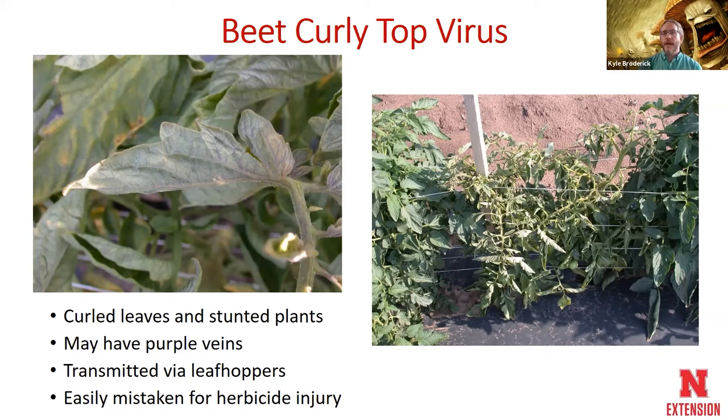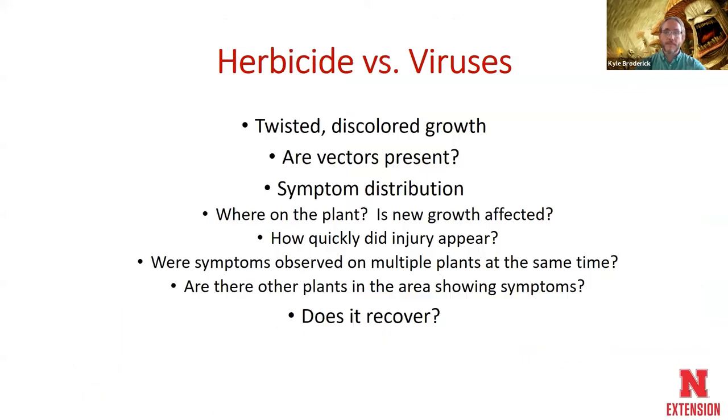But one thing I will mention about beet curly top virus is that I was looking back today, and I have tested over 30 plants in Nebraska for this virus, from people that have said there's no way herbicide could be an issue and are convinced that it's curly top. I have never found a positive plant that had curly top virus in Nebraska. So I do believe the virus is out there, but in general, when we're seeing those curled leaves and the stunting, it's really a good idea to be thinking about the herbicide injury route first.